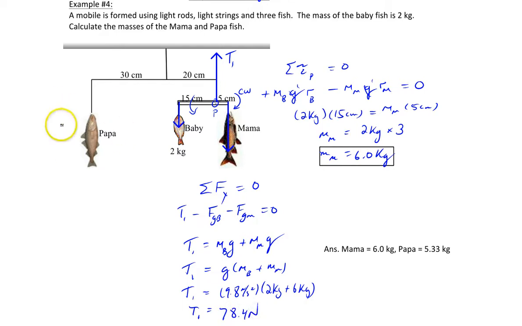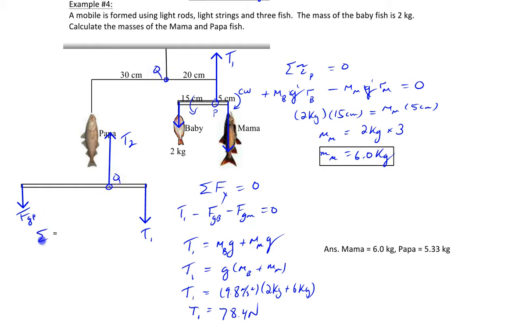Okay, so now to figure out the missing mass of papa fish. So I'm going to draw this beam over here now. And we know at the very end we have a tension of T1, which we just determined of 78.4. We have an upward tension right here, this is from this string. And then we have the weight of papa fish over here, which is down over here somewhere. So this is T1, we'll call that T2, and there's the weight of papa fish. And then we're going to pick a rotation point about here, we'll call that point Q.